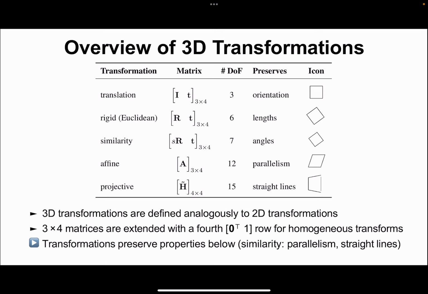Translation, we'd like to change the center position of this object to some position so that it preserves all the things: length, angle, parallelism, straight lines, orientation. Rigid transformation, as we rotate this, now orientation is changed, but the length, angle, parallelism, and straight lines are preserved. And for scale, similarity, we additionally apply scale, which makes it larger. So the distance is not preserved, but the angle, parallelism, and straight lines are preserved. So in 3D space, a similar thing is happening.